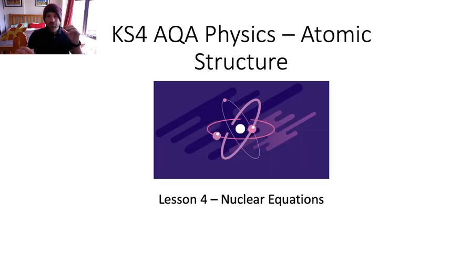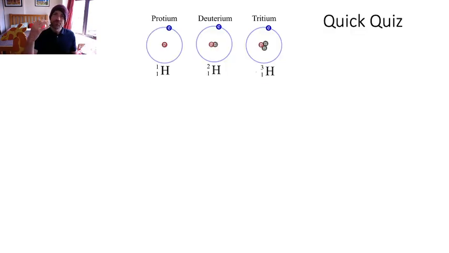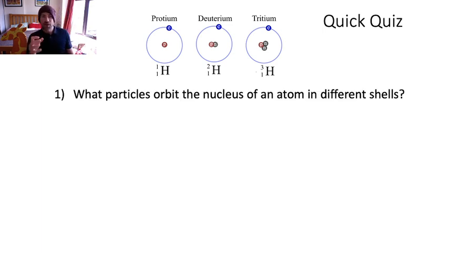So, nuclear equations, quick quiz. Let's go. This picture here is of 3 versions of hydrogen: protium, deuterium, tritium. This is to do with some of the first questions. Question 1. What particles orbit the nucleus of an atom in different shells? On the diagram, they're marked as the little blue E's. So, what are those called?